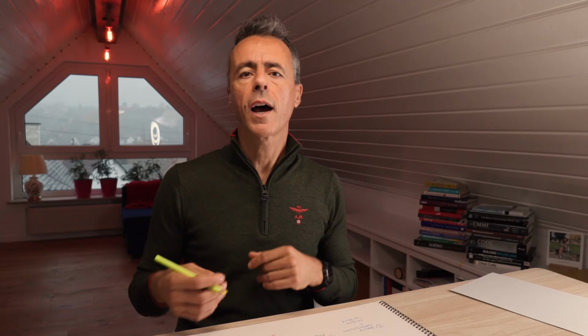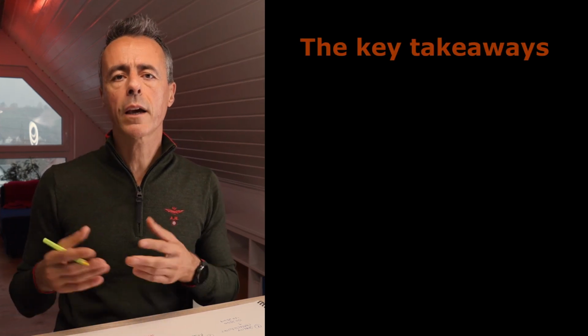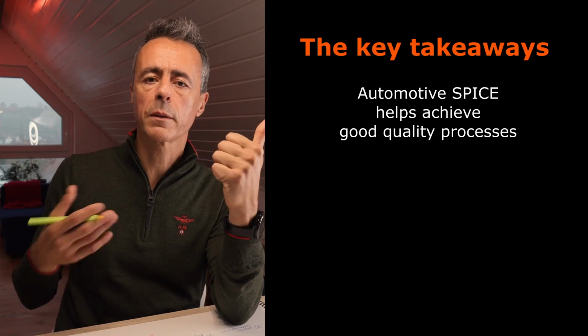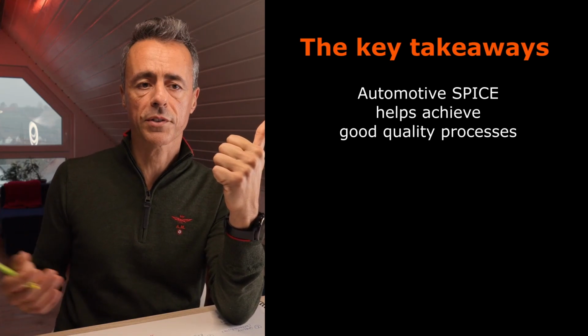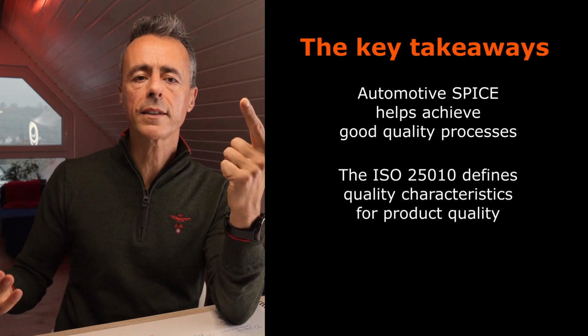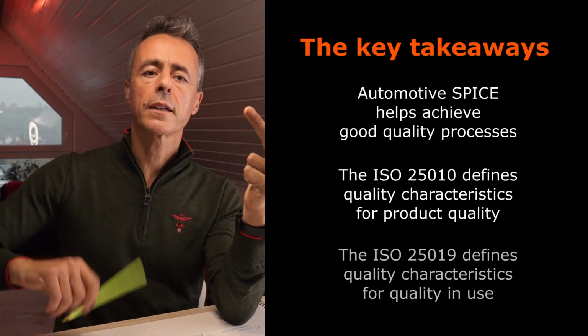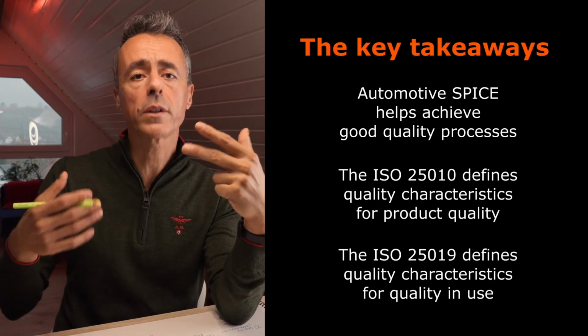In the next videos, I'll deep dive into each of these characteristics, one by one, to really understand what they mean in practice and derive metrics for them. The key takeaways here are: Automotive SPICE is the model that is used in the automotive industry to achieve good quality processes. The standard ISO 25010 defines quality characteristics for product quality. The standard ISO 25019 defines quality characteristics for quality in use.